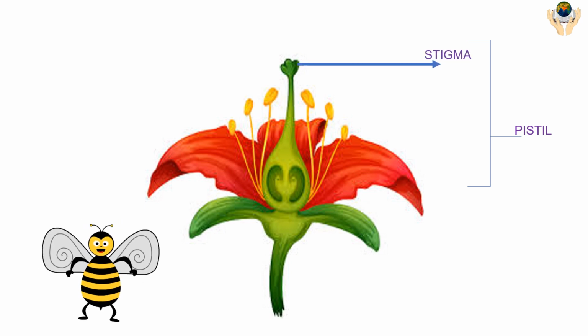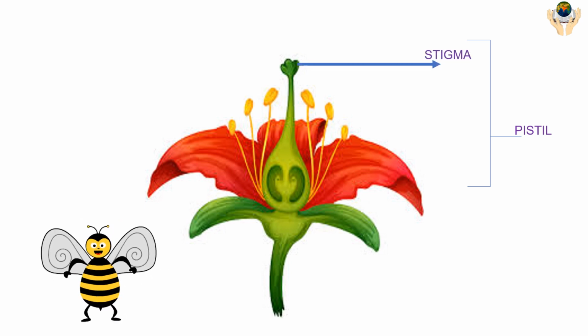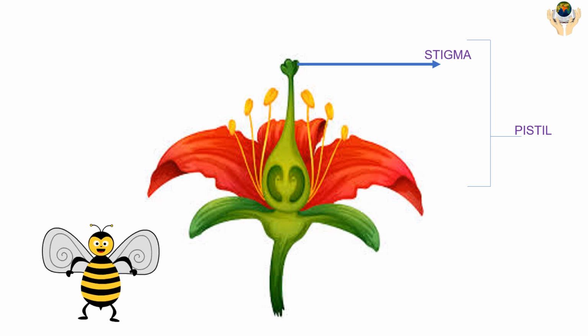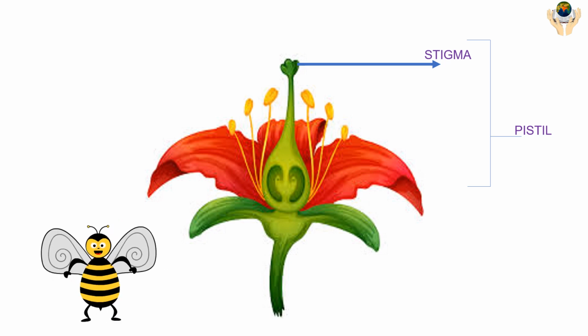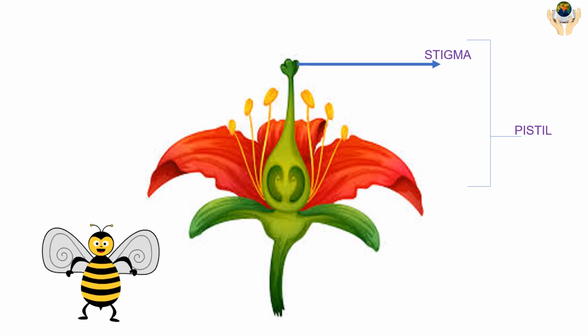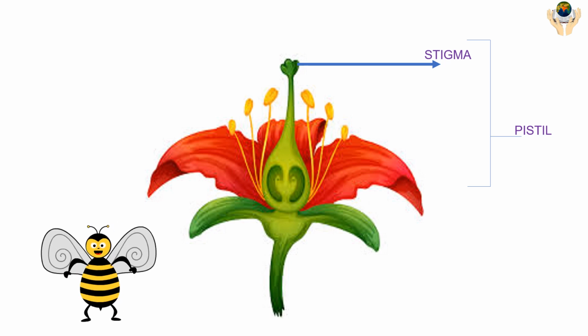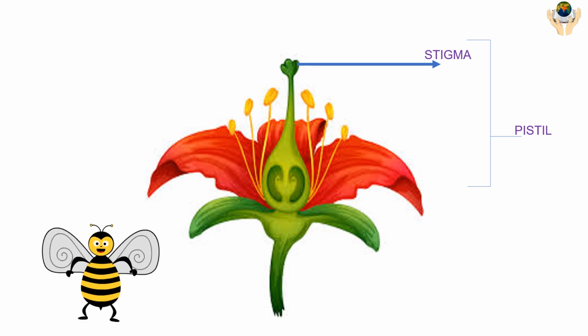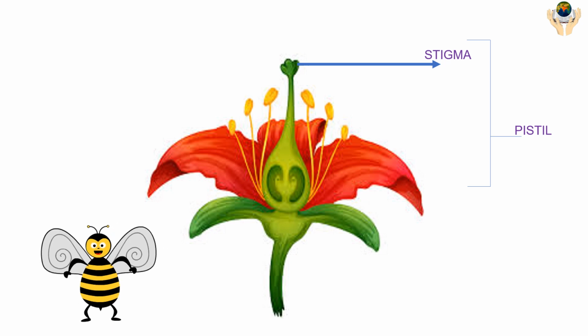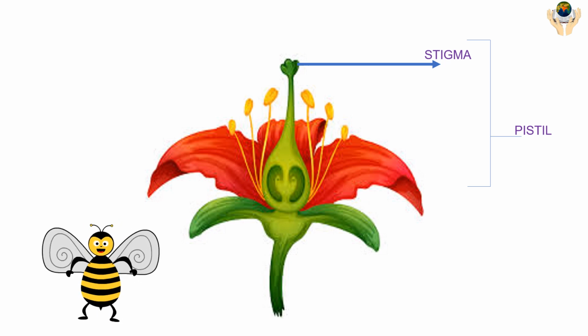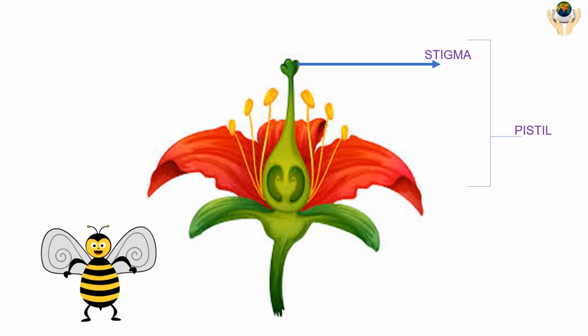Stigma. This is found at the tip of the style. It forms the head of the pistil. The stigma contains a sticky substance whose job is to catch pollen grains from the different pollinators or those dispersed through the wind. They are responsible for beginning the process of fertilization.